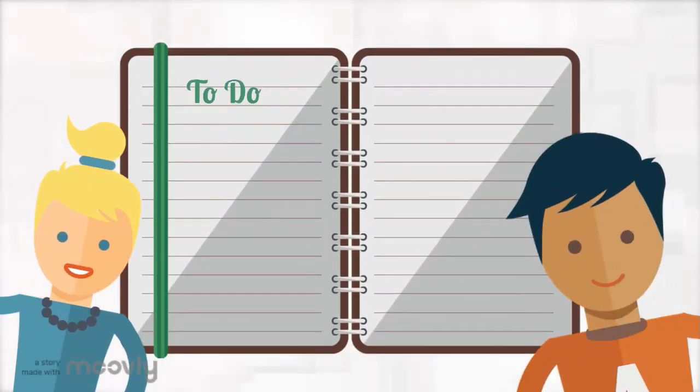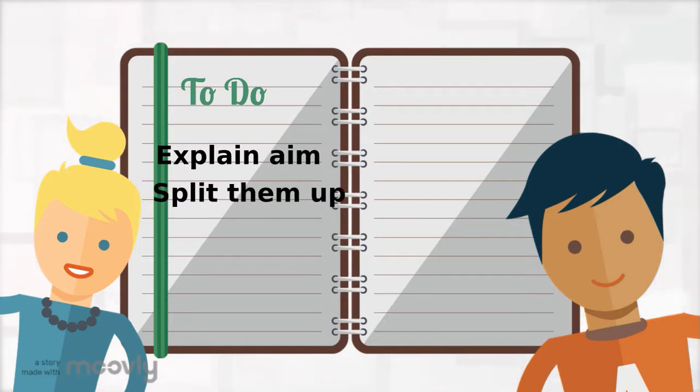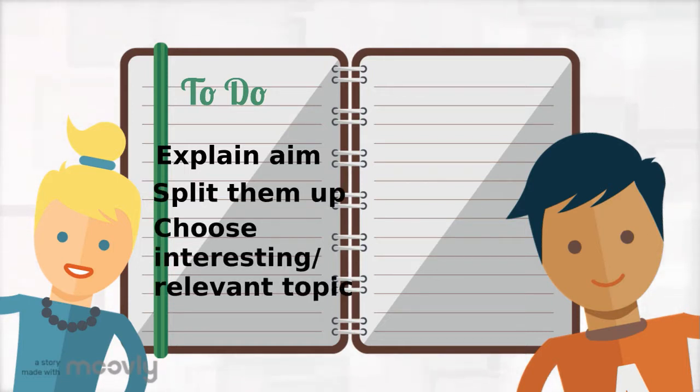Now, be sure to explain the final aim of the group work before you split them up. The topic should be interesting or relevant. And don't forget, set a clear time limit for smaller projects.